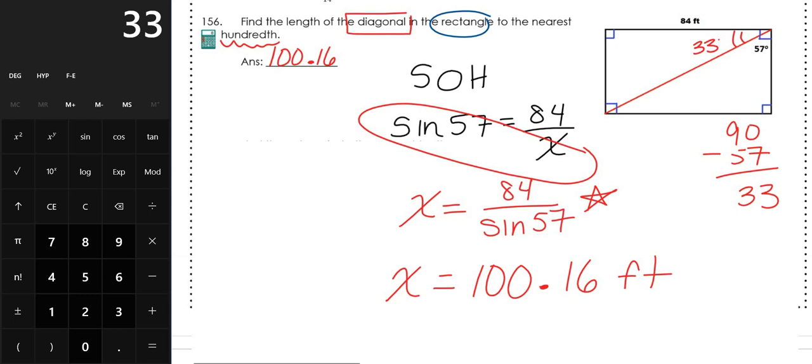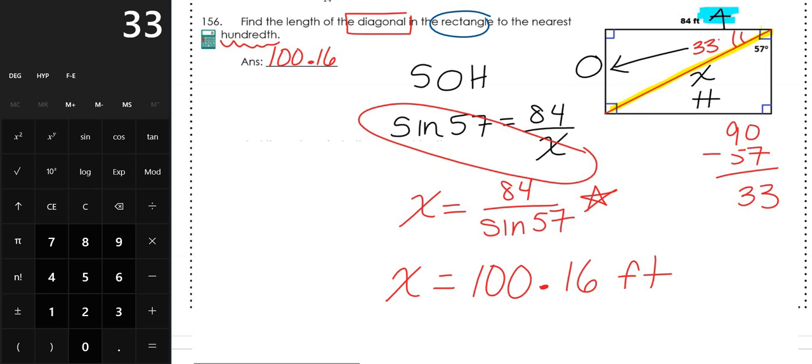If I still am trying to solve for this diagonal, I'm still going to call this x. But now let's take a look at which trig function I would use. My opposite is missing. I have nothing there, and I'm not asked to solve for it. My adjacent is the 84, and my hypotenuse is the x value I'm trying to get.